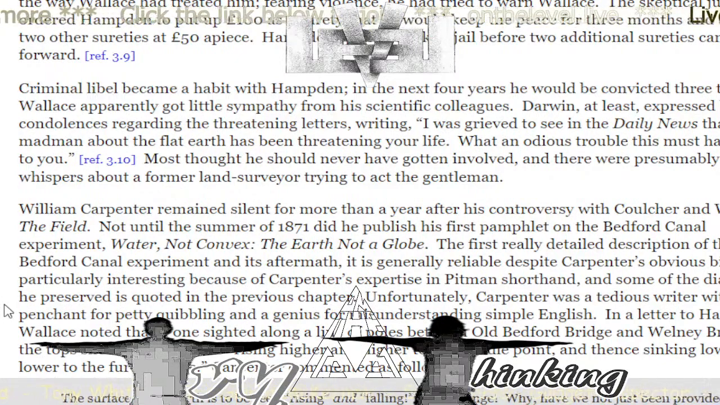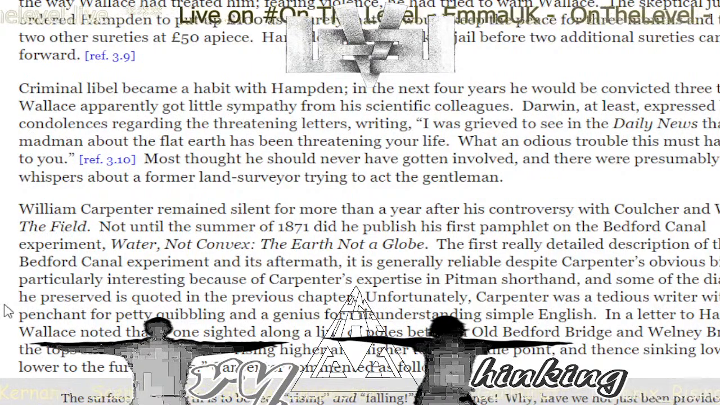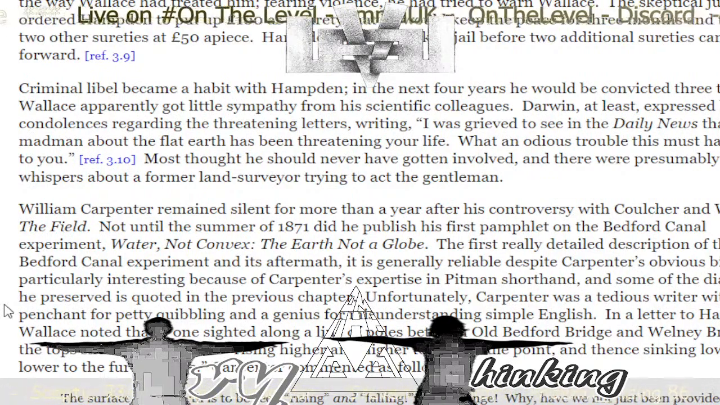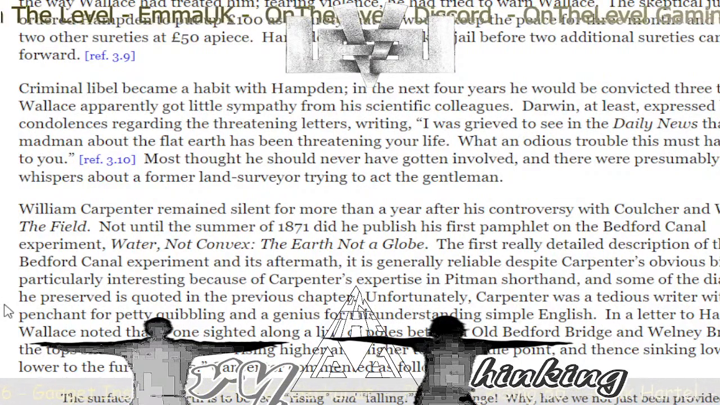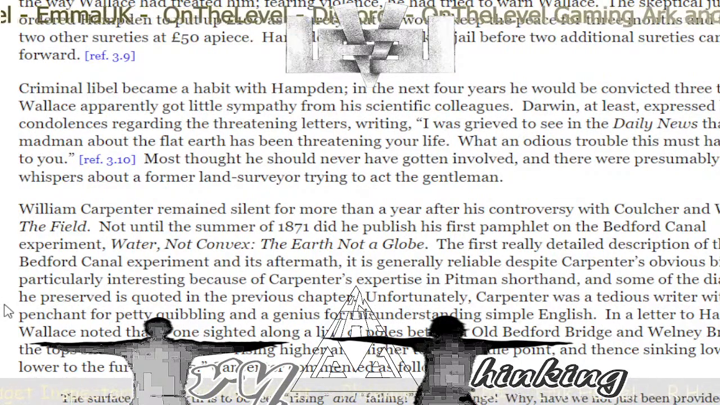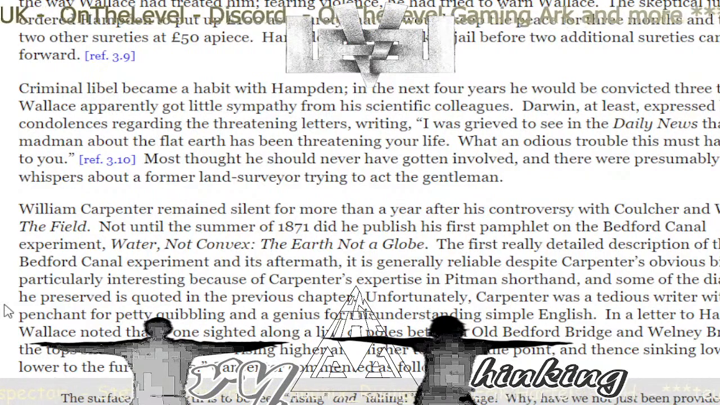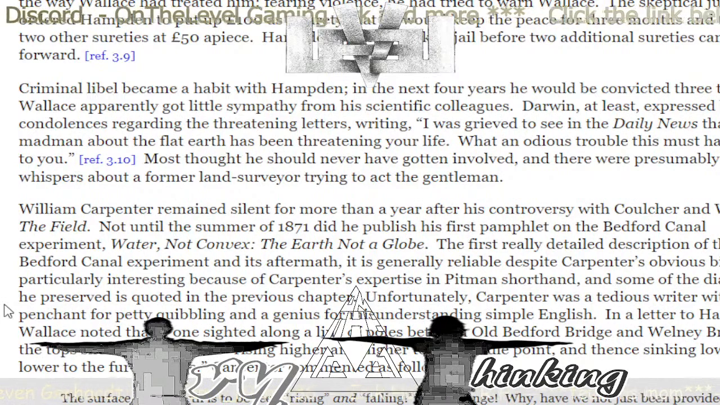Most thought he should never have gotten involved, and there were presumably whispers about a former land surveyor trying to act the gentleman. William Carpenter remained silent for more than a year after his controversy with Culture and Walsh in the Field. Not until the summer of 1871 did he publish his first pamphlet on the Bedford Canal experiment, Water Not Convex, the Earth Not a Globe.